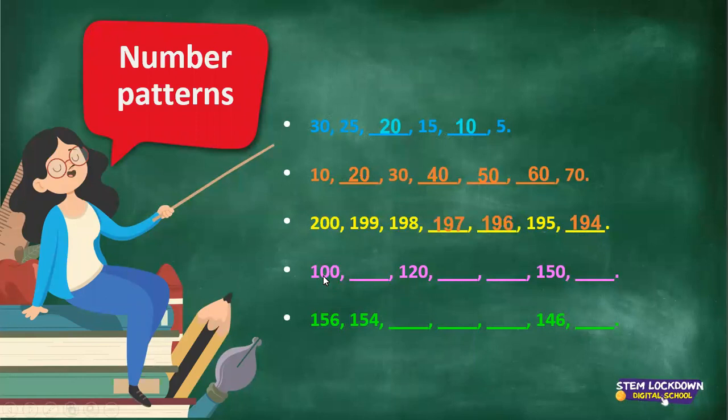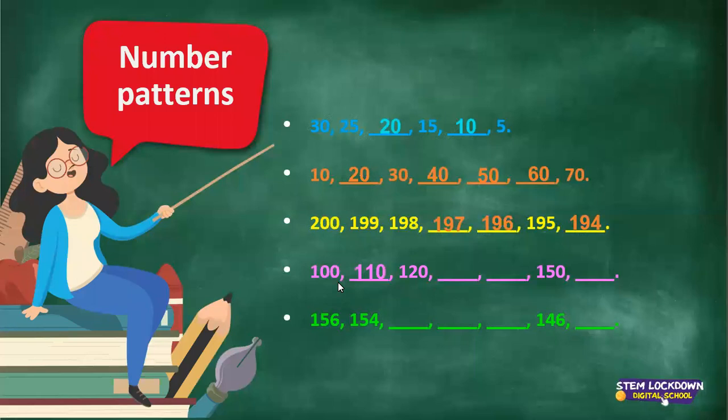Let's look at this pattern, starting with 100. 100, 120, 150. What's happening here? It's going up. With what? Can you see with what? What is missing here? 110. So we count in tens, but start at 100.